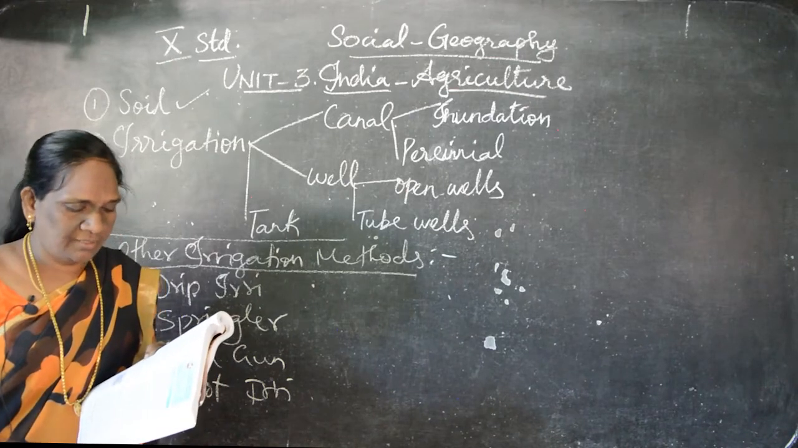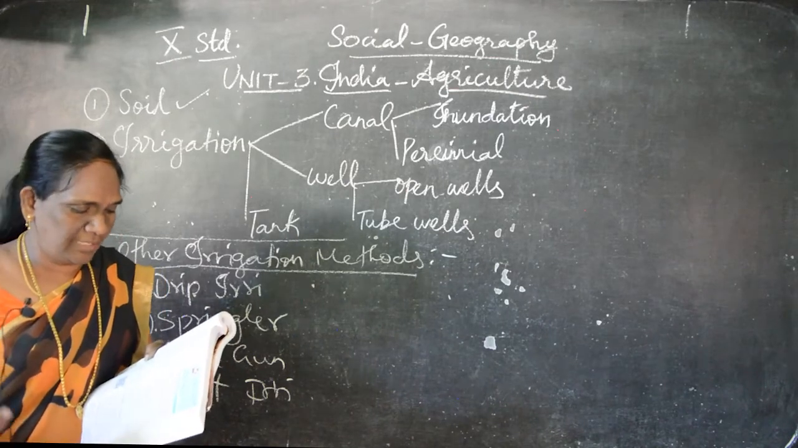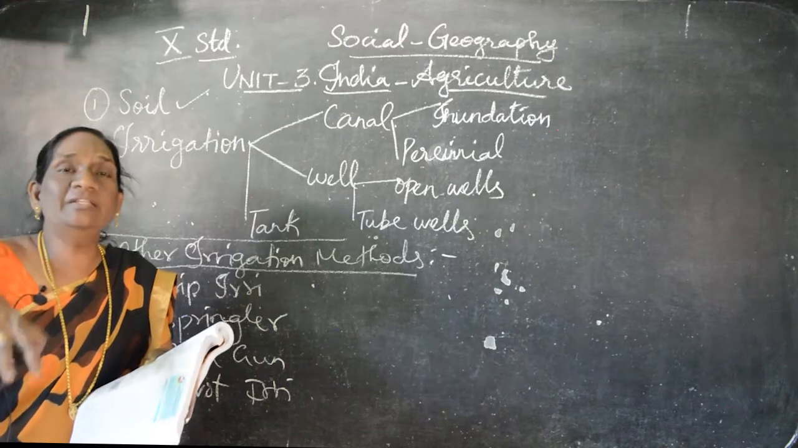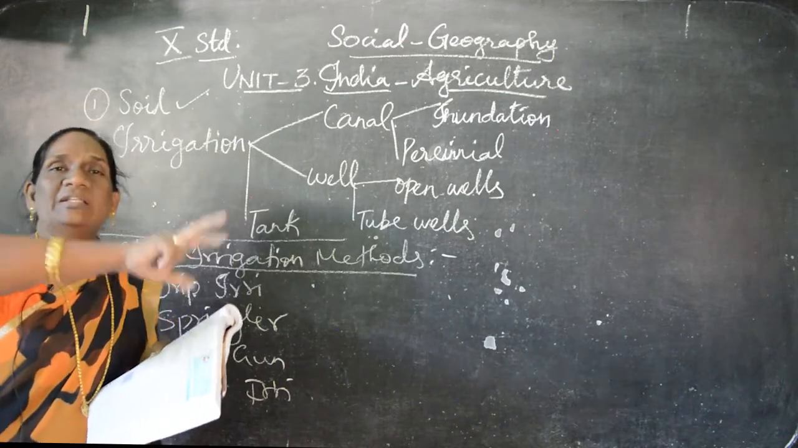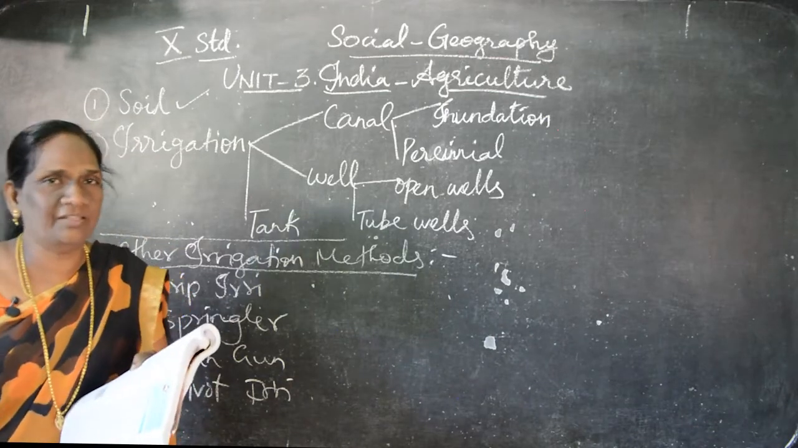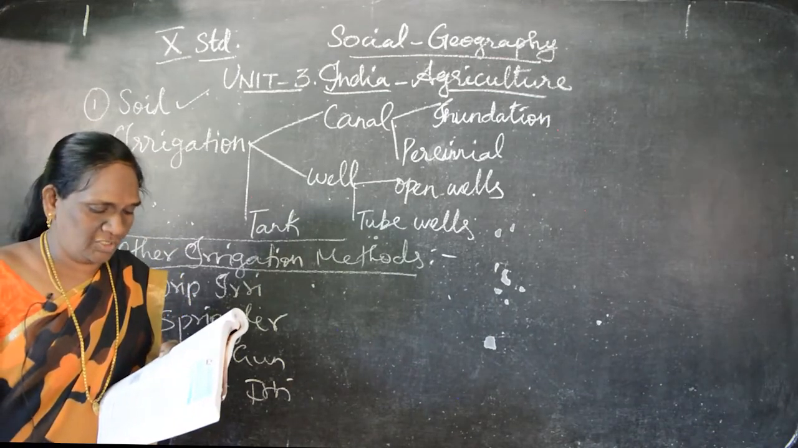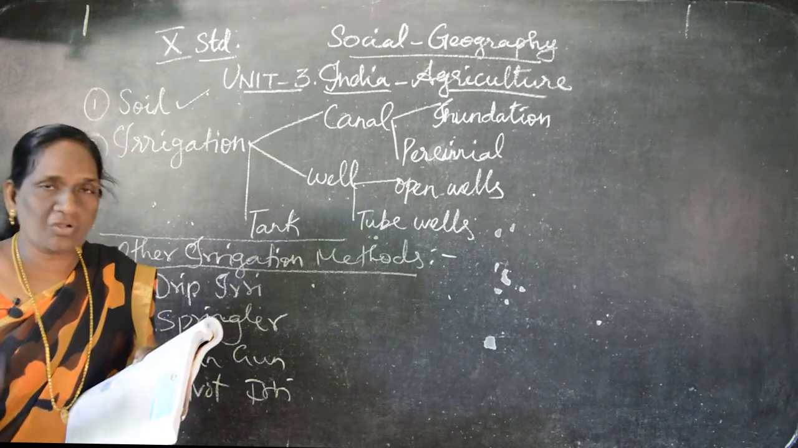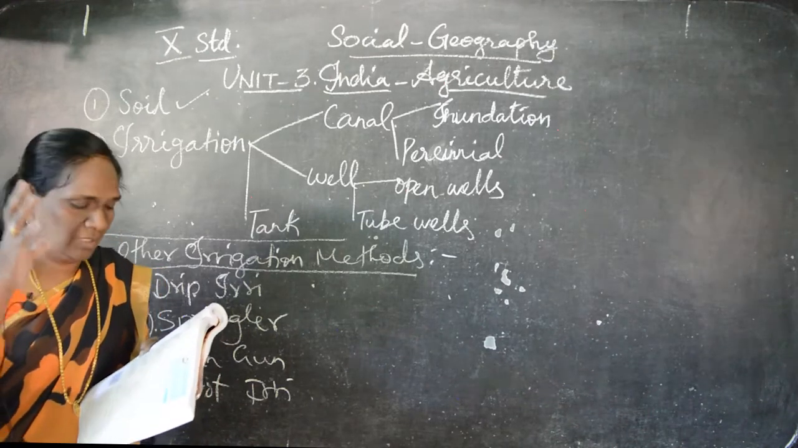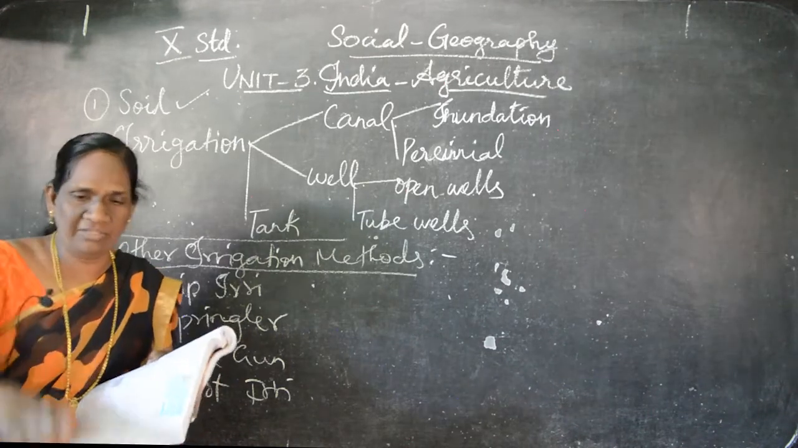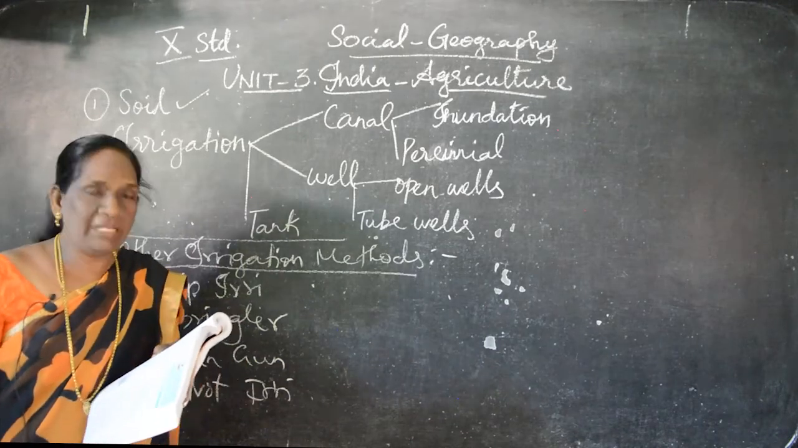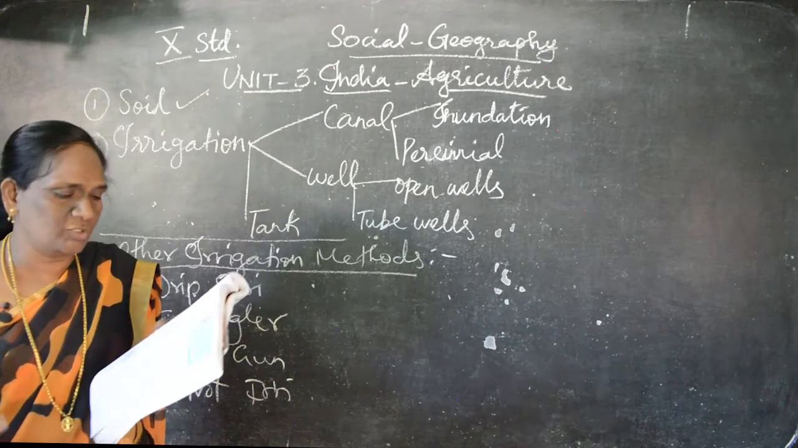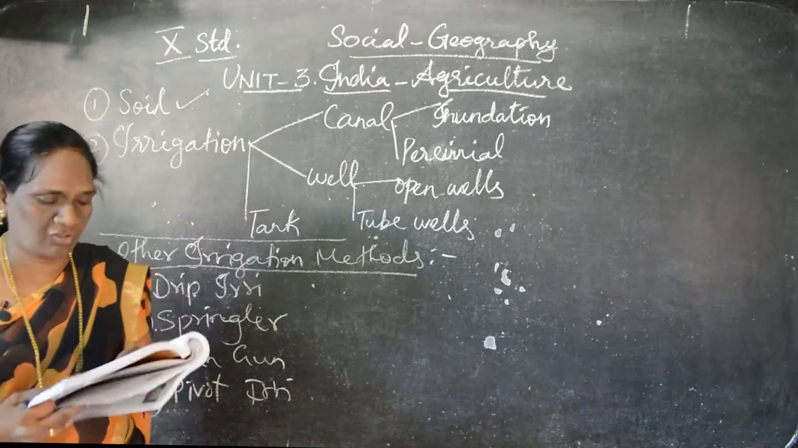Next one, rain gun. Rain gun is the spread of water like rain. When the gun shoots the water, it scatters everywhere just like rain. Understand, it can be used while the crop grows up to 4 feet. And mainly the rain gun is used for sugar cane and maize crops.